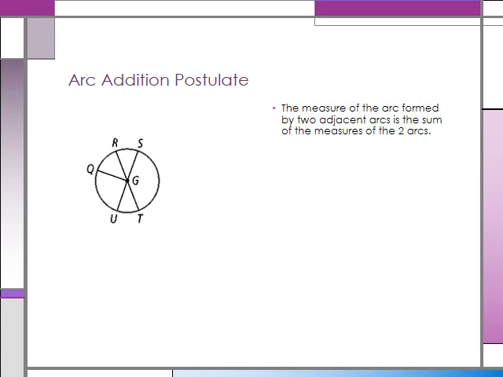So we have an arc addition postulate, just like your segment addition and your angle addition. And it just says that the measure of arc formed by two adjacent arcs is the sum of the measure of the two arcs. So basically, if I have QR and RS, it's going to be equal to this whole thing. Okay, so the measure of arc QR plus the measure of arc RS equals the measure of arc QS.